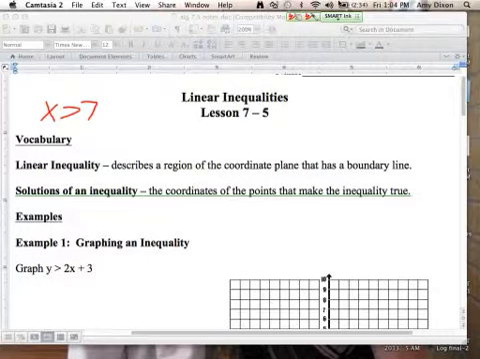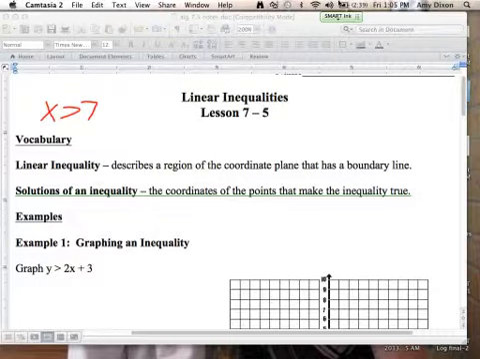Okay. We're going to do these now, rather than on just one number line, we're going to do it on the coordinate plane. Okay? We're going to do linear inequalities on the coordinate plane. A linear inequality just describes a particular region of the coordinate plane that has a boundary line. Okay? That won't really make a whole lot of sense to you yet, but by the end of this lesson it should. Solutions of an inequality are all the coordinates that make the inequality true. So all the coordinate points that make your inequality true are all solutions of the inequality.